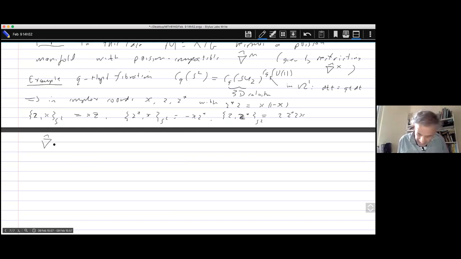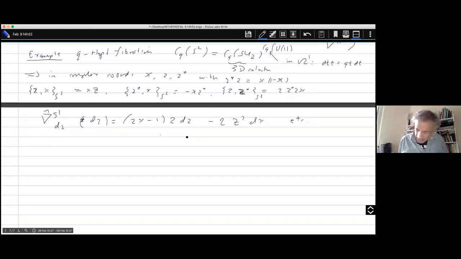Nabla hat on S2, I won't just tell you one of them. DZ is DZ on DZ is 2x minus 1 z dz minus 2 z squared dx, etc. So you can compute everything. So just to illustrate how this works. Okay.